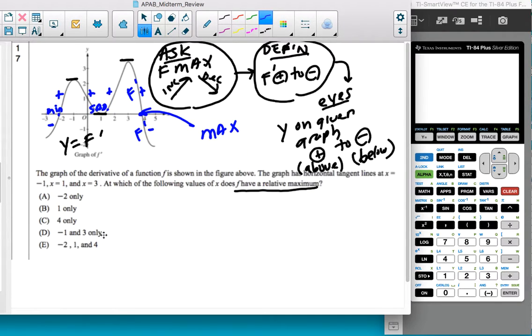And that's at 4-ish. It's hard to tell, but based on the choices we have, we're going to go ahead and say that that's 4. I kind of drew all over it, but it looks like it's happening at 4.